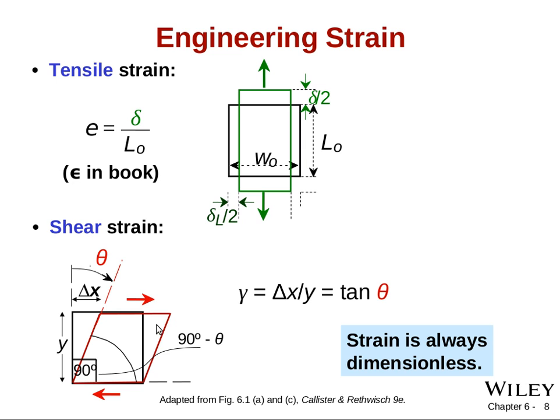Shear strain is similar. If you have a shear force, so this red arrow applying a force to this top surface to the right, the shear strain gamma is going to be the movement of that top surface, so delta x, divided by the original height of the sample, which is y, which will also be equal to the tangent of this angle.